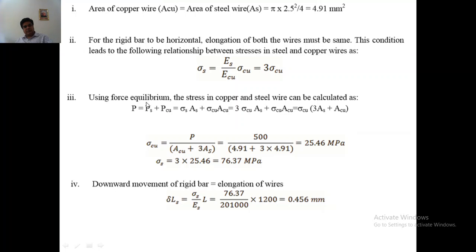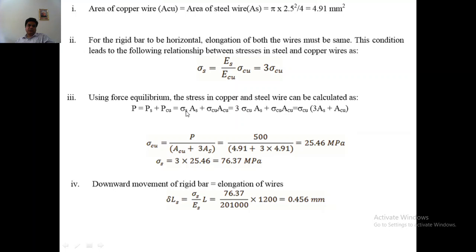So in that case, we apply both the conditions. From the first condition, if elongation is the same in both the metals, we get sigma s equal to 3 times sigma Cu. And again, by the second condition, the load applied on the composite bar will be equal to the load in the steel plus the load in the copper wire. So this is the second condition. Using this, now we will write the loads in terms of stresses.